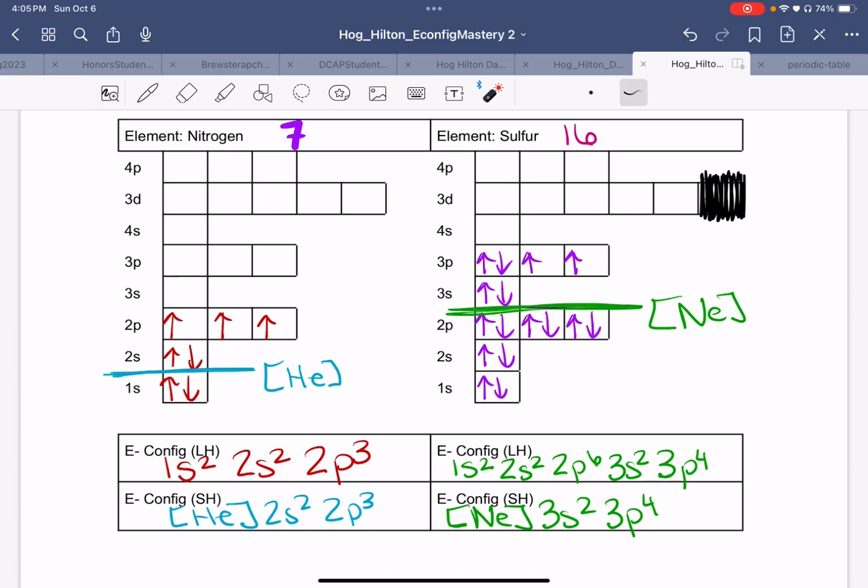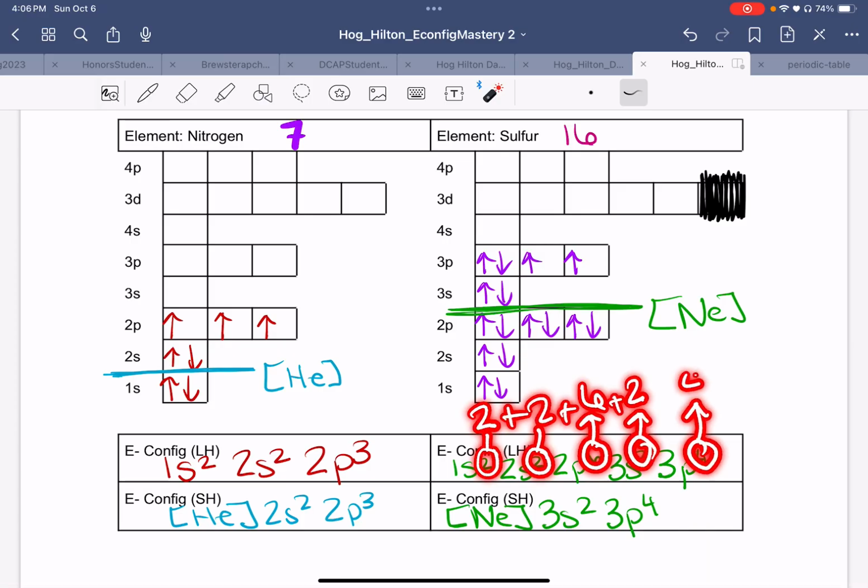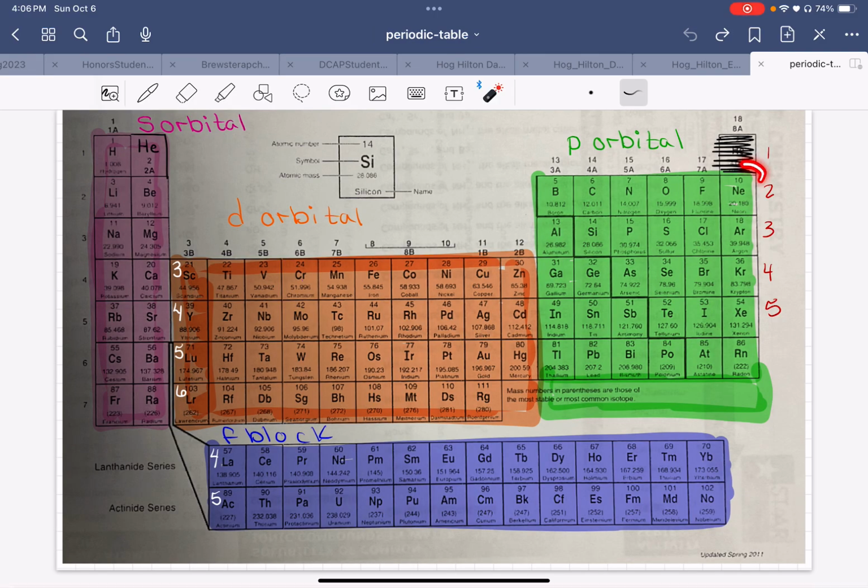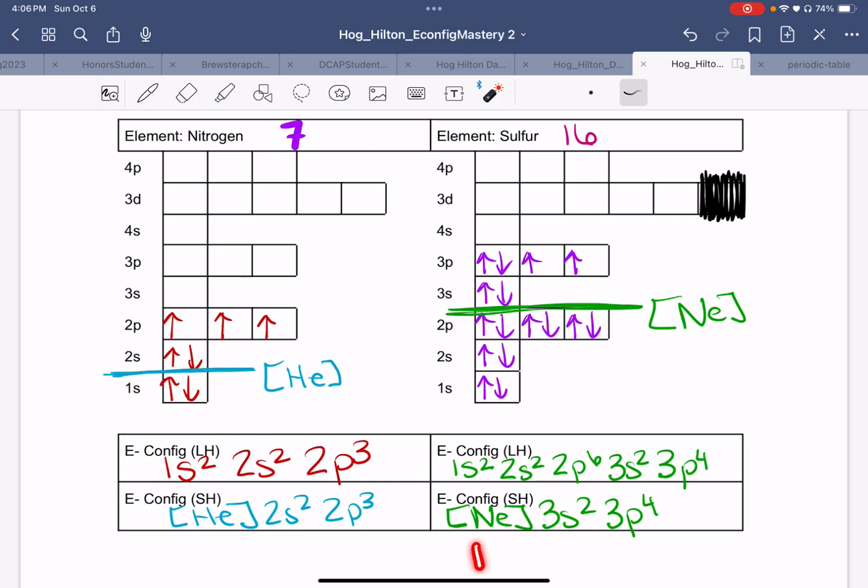Now, how do you know you're right? Well, let's start with longhand. 2 plus 2 plus 6 plus 2 plus 4 equals 16. You add up your electrons, which are your exponents. Well, what about neon? Neon, atomic number is 10. Same trick. 10 plus 2 plus 4 equals 16. Bingo, got it. I'm good.